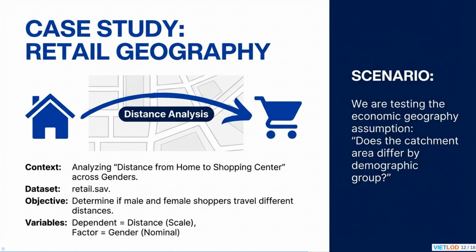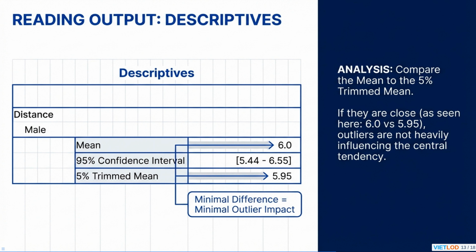Our case study delves into an interesting question within economic geography. Do shopping catchment areas vary by demographic group? Specifically, we're examining whether male and female shoppers travel different distances from their homes to shopping centers. For this, we'll utilize the retail.sav dataset. Our primary objective is to determine if there's a significant difference in the travel distances between these two groups. In our setup, distance serves as our dependent scale variable, while gender is our categorical factor variable.